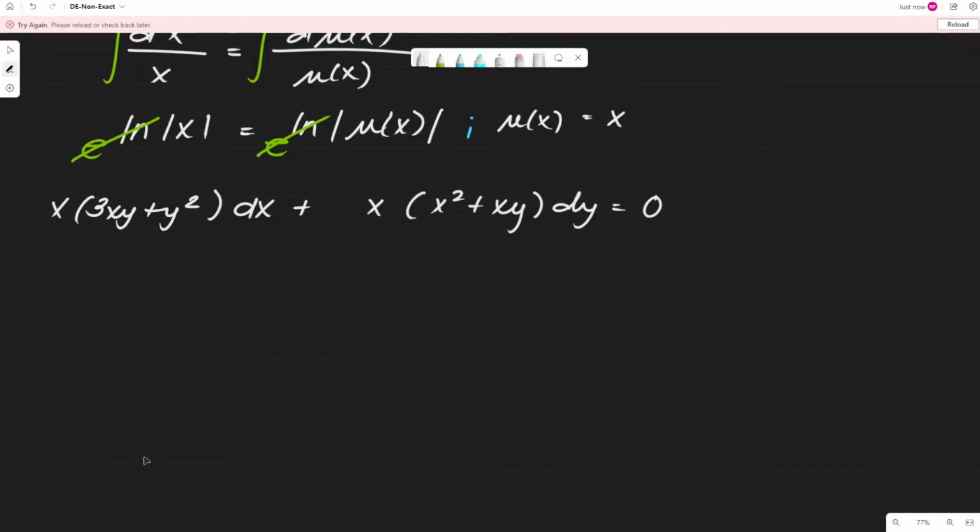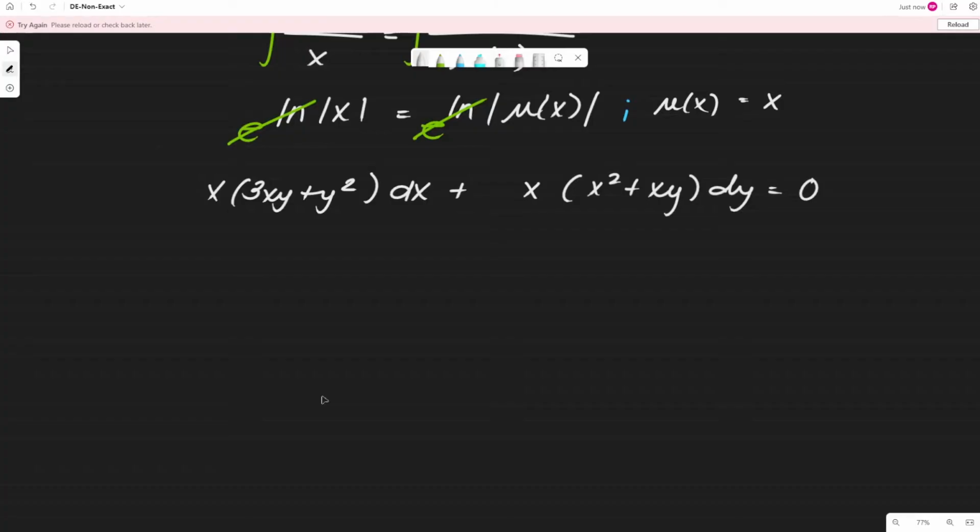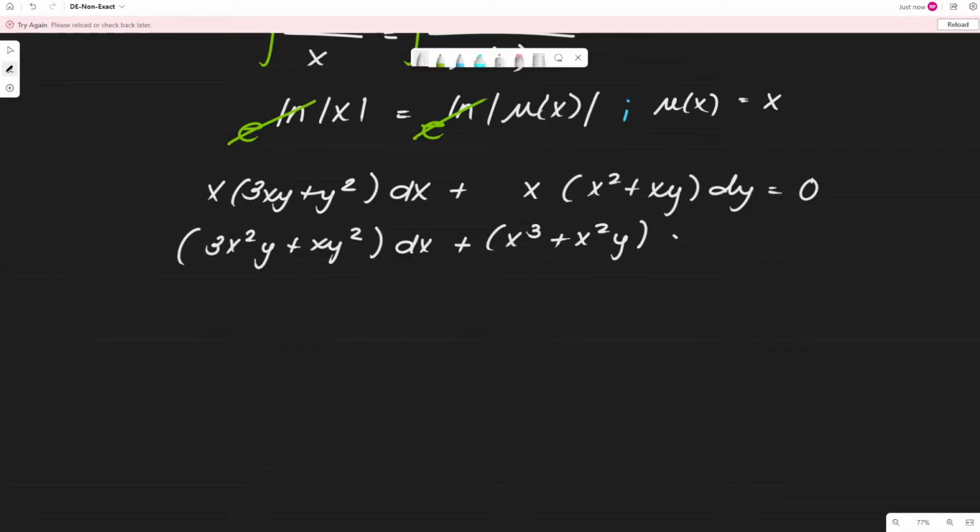Tapos, you can distribute, no? Or you can factor out, pero I suggest distribute na lang muna. Mas madali kasi, no? So, we will have 3x squared y plus xy squared dx plus x cubed plus x squared y dy is equal to 0.